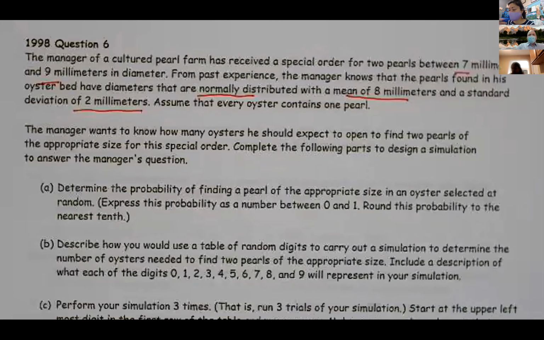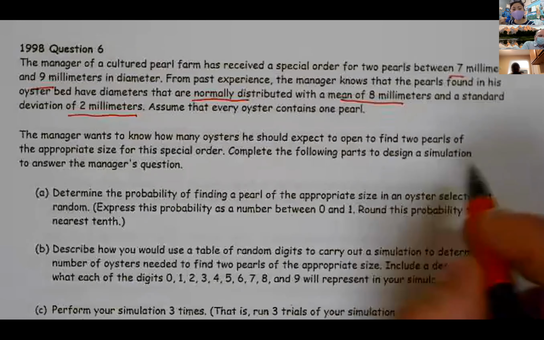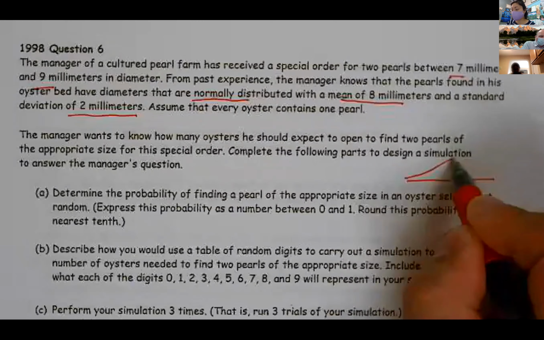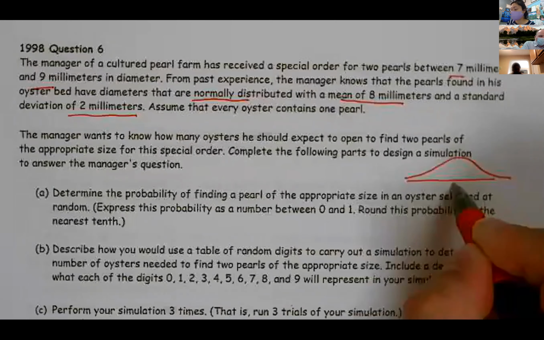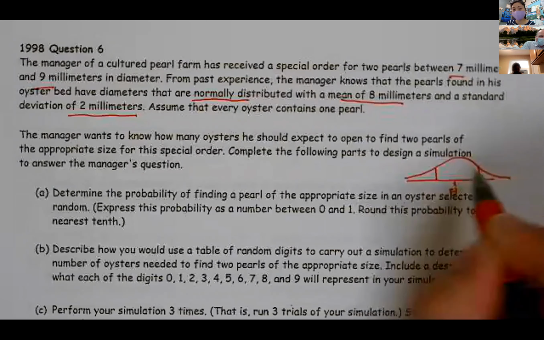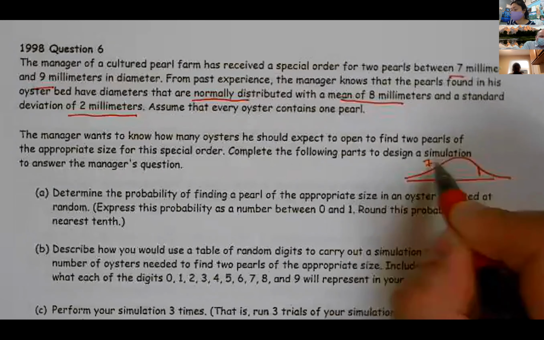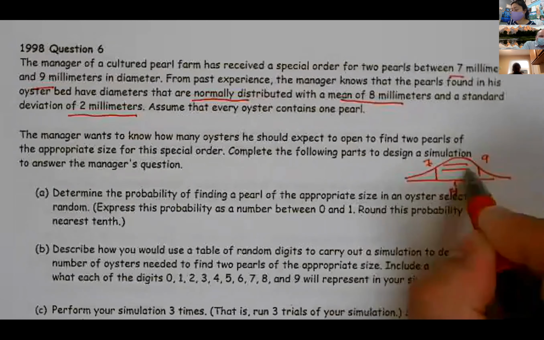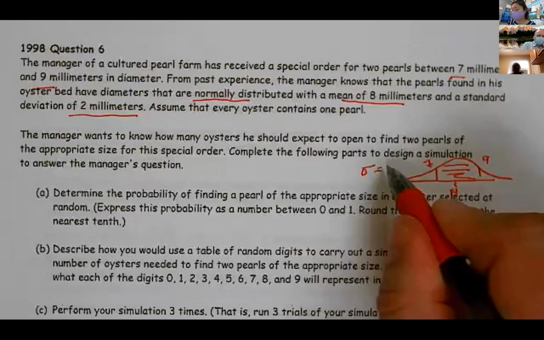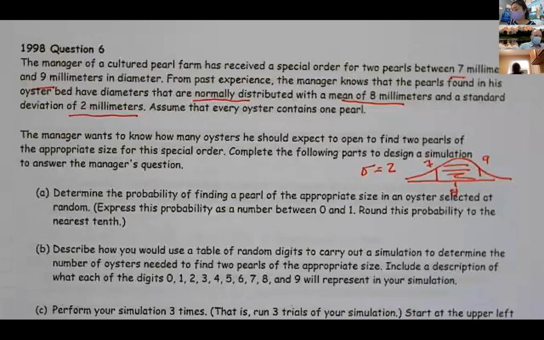Complete the following parts to design a simulation to answer the manager's question. Before we do that, I want to just real quickly sketch out what we're working with. We're working with a normal, we have a mean of 8, and we're looking for something between 7 and 9. This is what we're looking for. And then we also know that our standard deviation is 2.